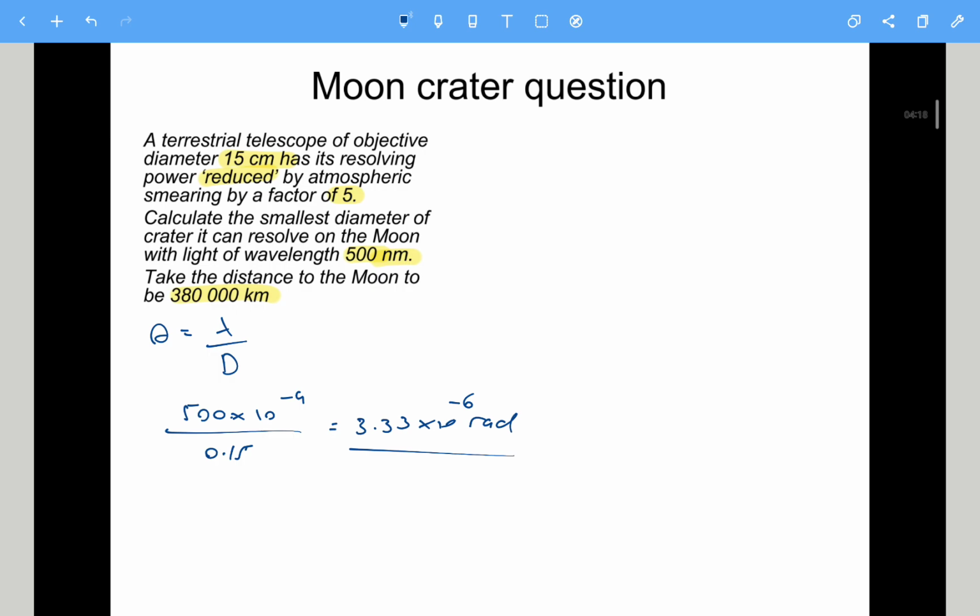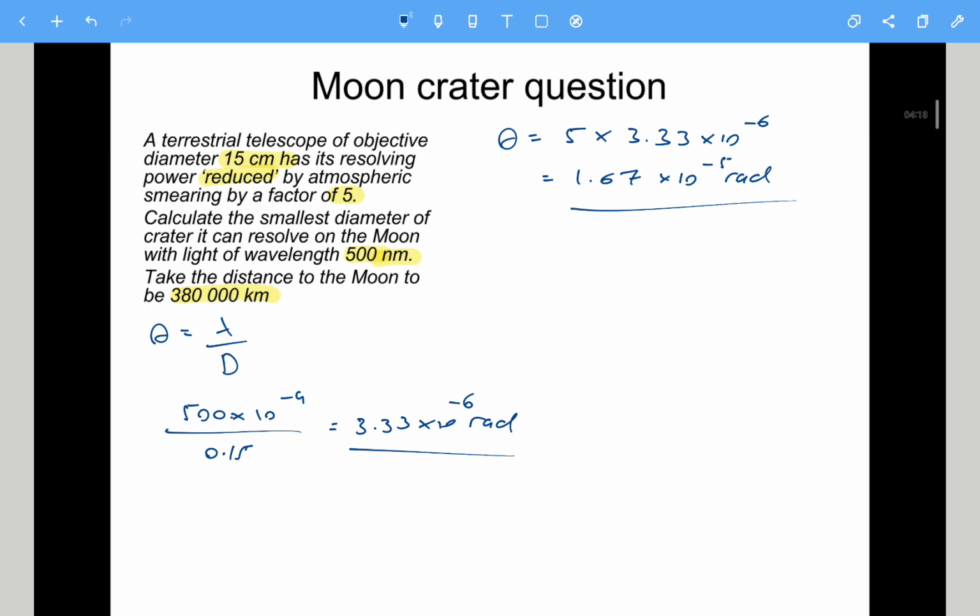We can deal with the atmospheric smearing straight away. The resolution angle, the Rayleigh criterion, will actually increase by a factor of 5. So we need to do 5 times 3.33 times 10 to the minus 6. So the resolution that we're actually dealing with is approximately 1.67 times 10 to the minus 5 radians.